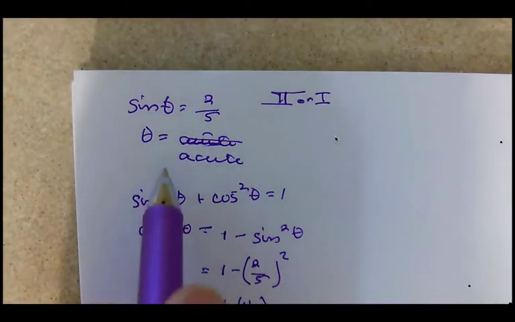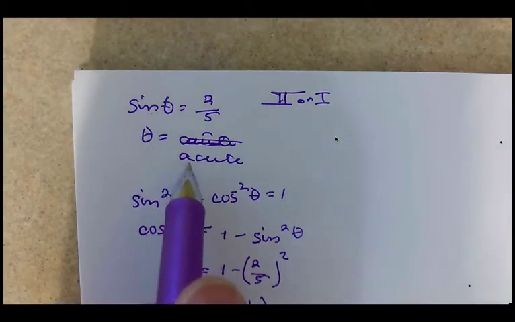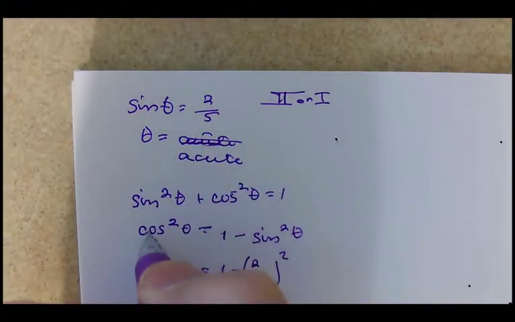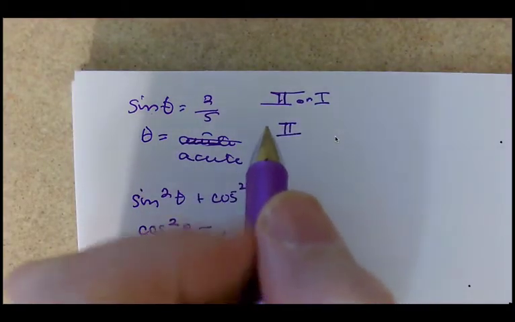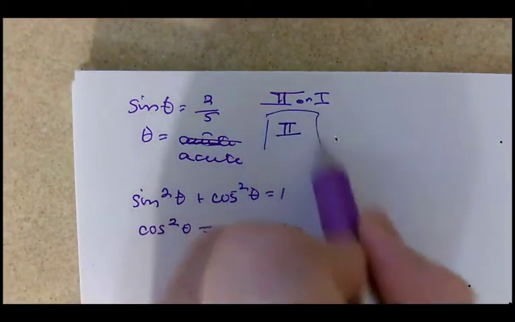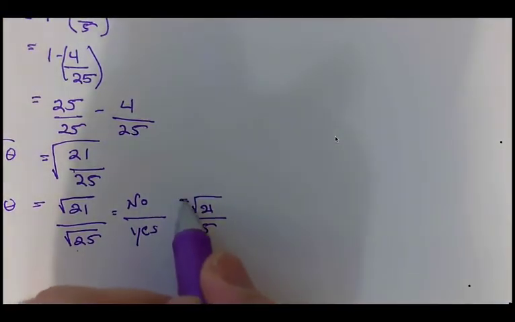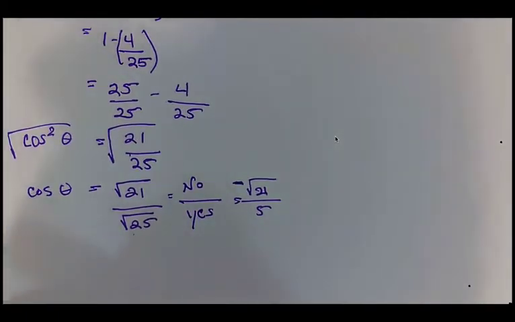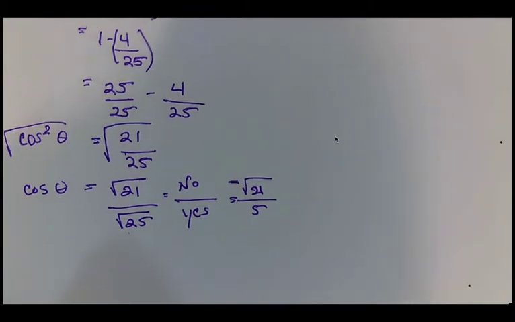An acute angle is almost like a 90-degree angle, right? So this could only exist in quadrant 2. Therefore, this value here is negative. So now we've got cosine, we've got sine. Now we can solve for tangent.